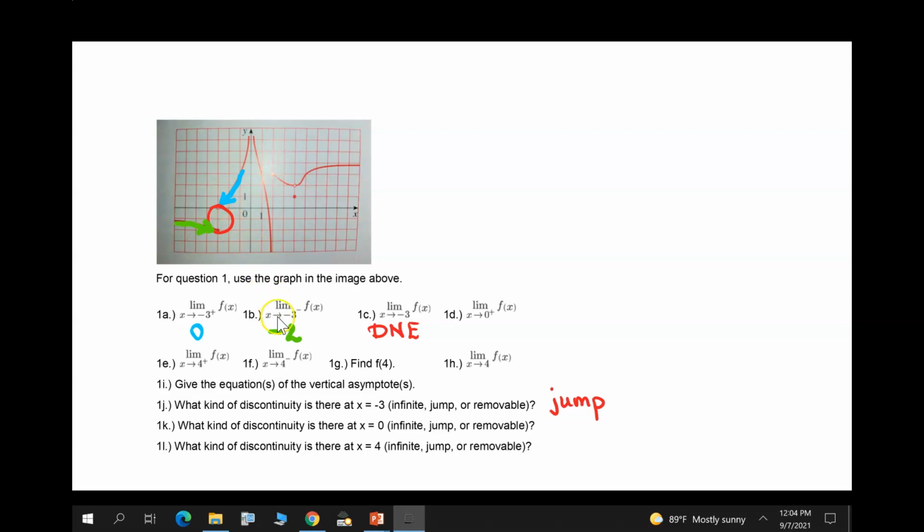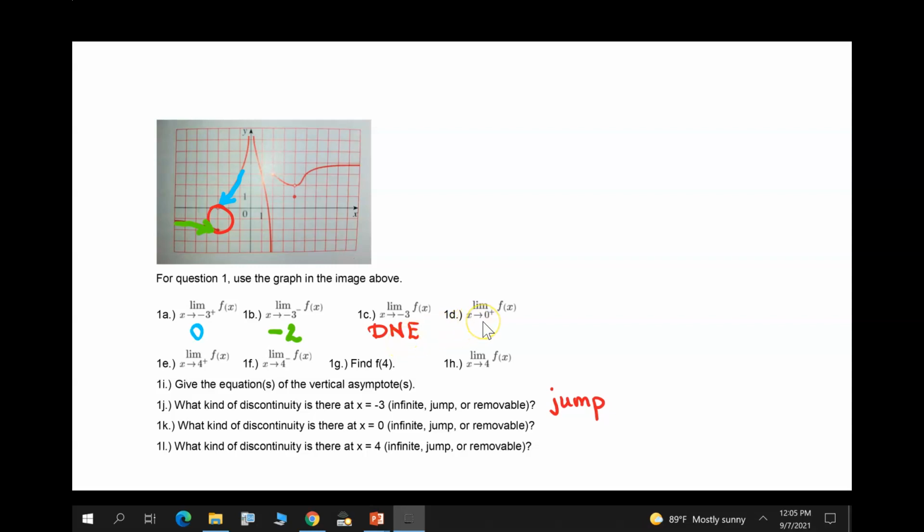Then they ask us to find the limit approaching -3 from the left. So again, here's -3. If I'm approaching from the left, I'm going to be on this piece of the graph, and that one is approaching a y value of -2. So for the overall limit of -3, if the limit from the right doesn't equal the limit from the left, then the limit does not exist.